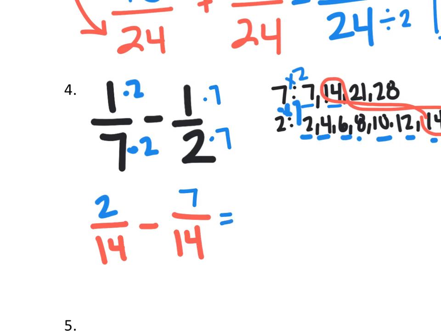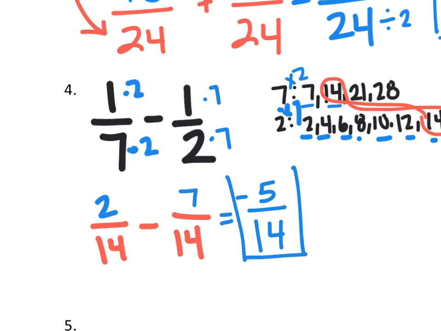This is 2 minus 7, which is actually negative 5 over 14, because you can't take 7 from 2, so it's going to be a negative number. Here you go. Negative 5 over 14.